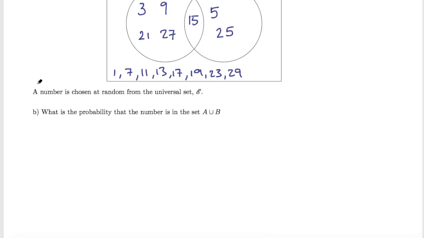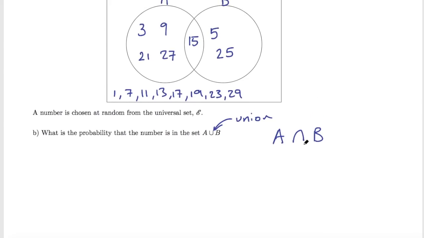The second part of this question says, a number is chosen at random from the universal set E. What is the probability that the number is in the set A union B? This symbol means union. And the other one you might have seen is the cap looking one, and that means A intersect B. So union is all of the numbers in A and B, and the intersect is only the numbers in this intersection. So we want all of these numbers and the probability that we'd choose one of those.